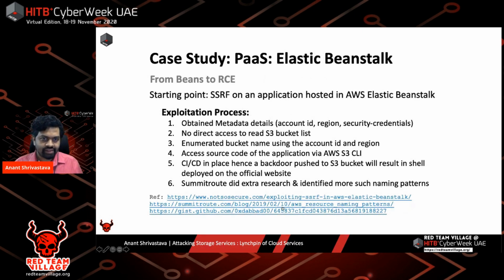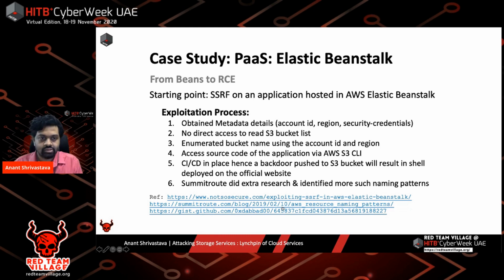Now, platform as a service exploitation. In this particular scenario, again, the initial vector was SSRF, which gave us access to an S3 bucket. The S3 bucket was hidden from plain sight because we were not able to read the list of S3 bucket names. However, because of the predictability by which the names are formed for S3 buckets for Elastic Beanstalk, we were able to identify the exact same naming pattern, and we were able to access the bucket.